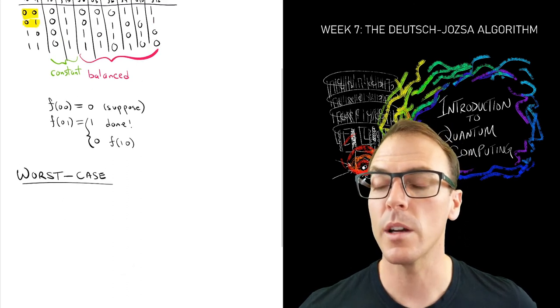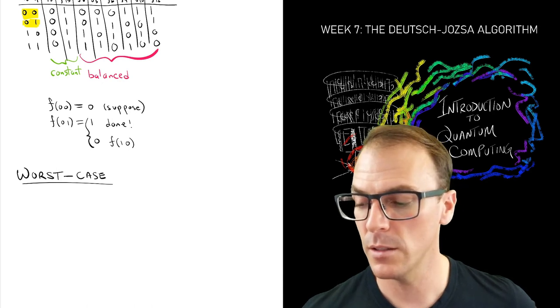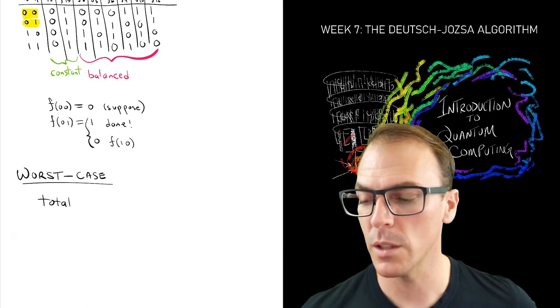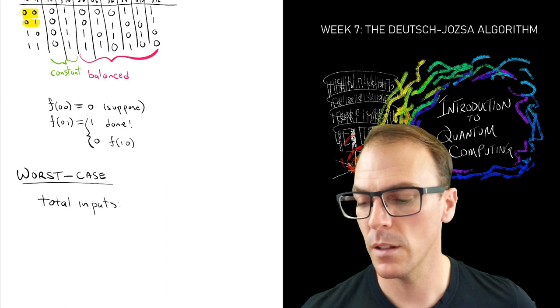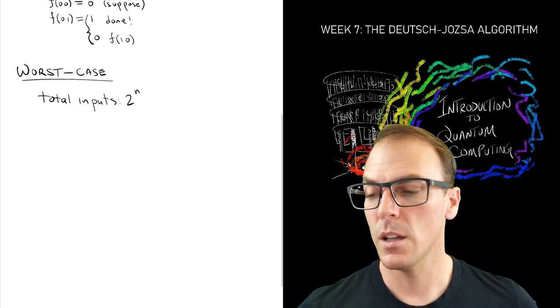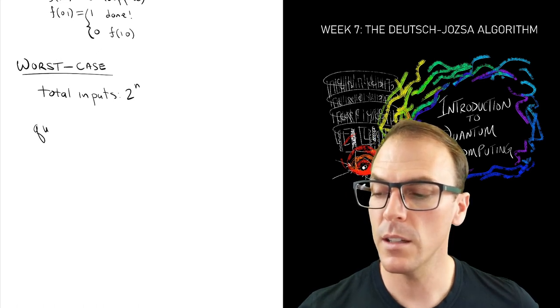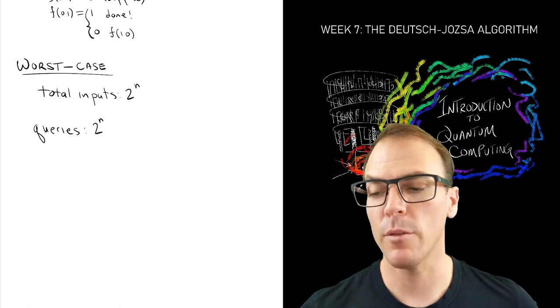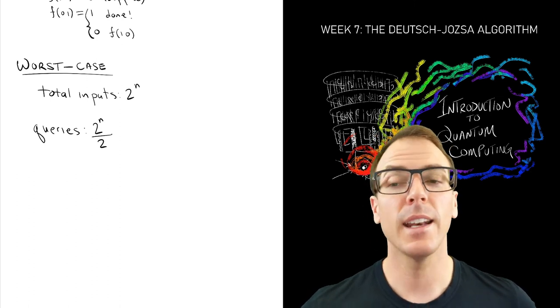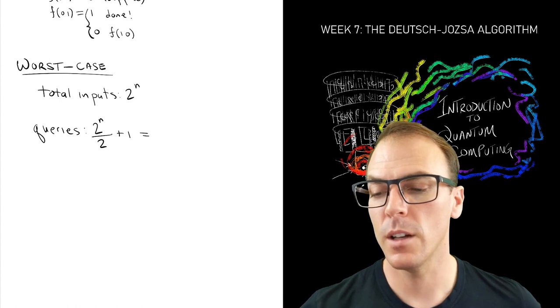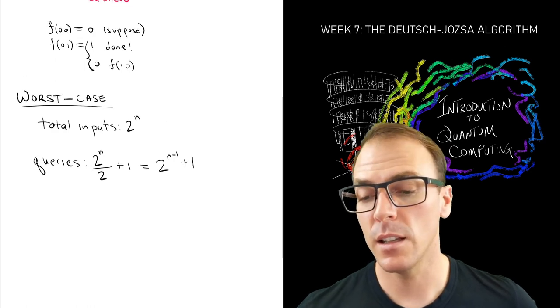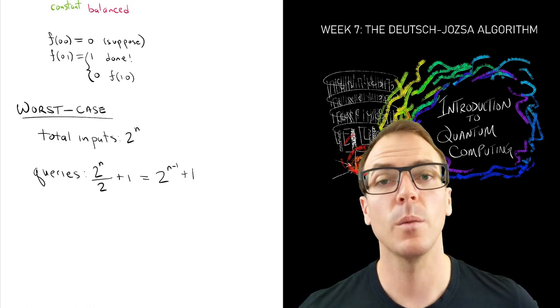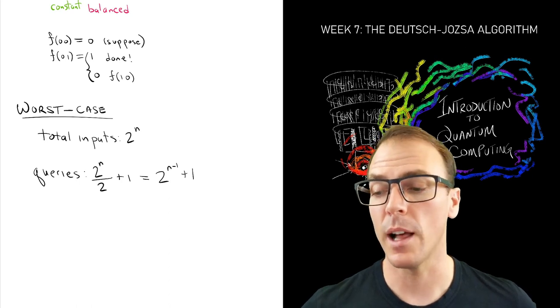The total number of inputs for an n-bit function is 2 to the n. So the number of queries that I need is 2 to the n, but I only need half of them, so 2 to the n divided by 2. And then I need to query it once more. So another way to write this is 2 to the n minus 1, plus 1. Classically, I need this many queries in order to be certain that the function is constant or balanced.